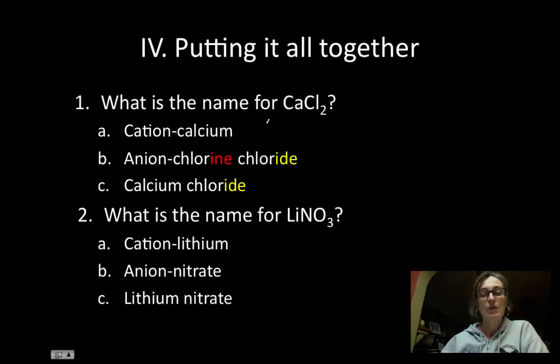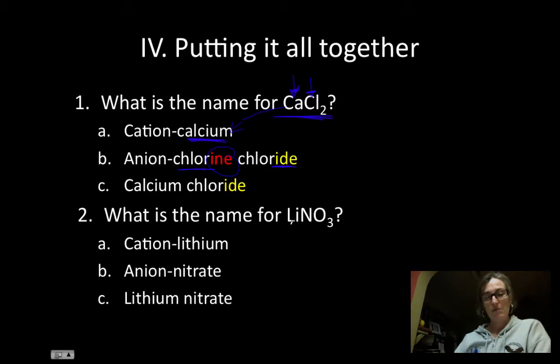Now putting it all together. Our first example is calcium chloride, CaCl2. For my cation, I simply take its name from the periodic table, so it will be called calcium. Then for my anion, I take its name from the periodic table and I replace the ending with -ide. So this substance will be called calcium chloride.